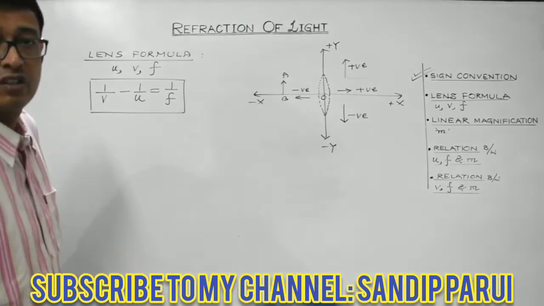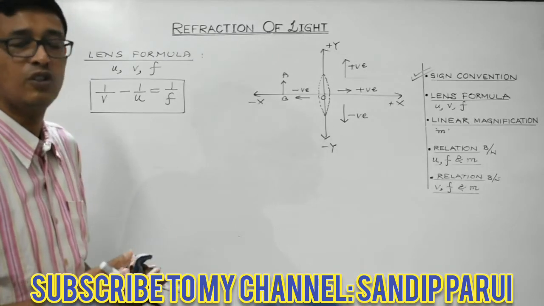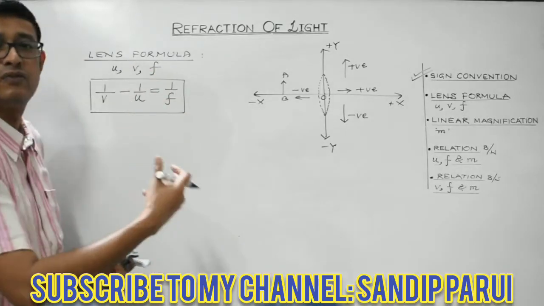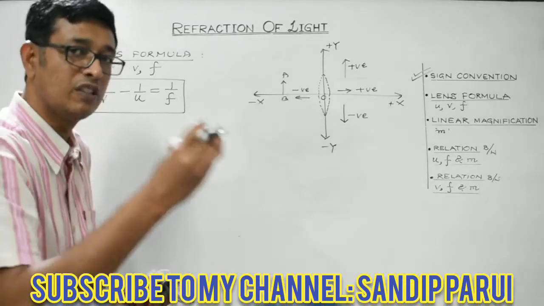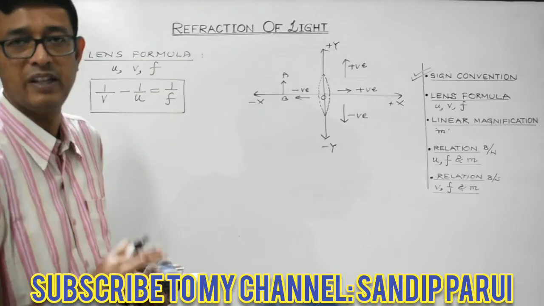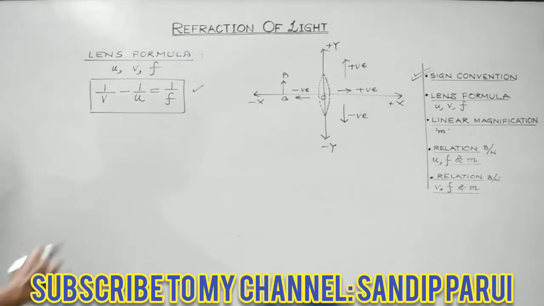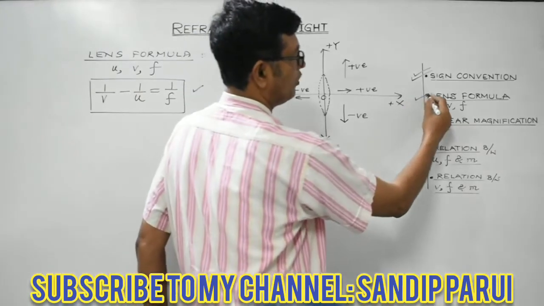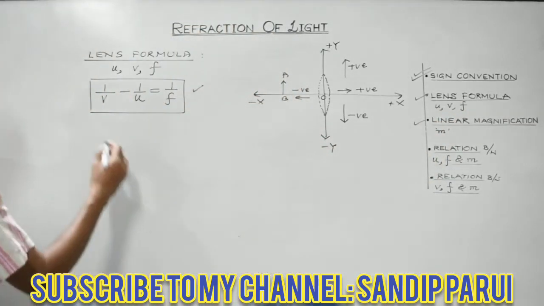In the next lecture, I will prove it mathematically, both in the case of a concave lens as well as a convex lens. So this formula remains valid irrespective of the nature of the lens, irrespective of the nature of the image. This formula always holds valid for any sort of lens, any sort of image, right? So this is known as the lens formula. We'll try to derive this formula in the next session. Okay, so that's the lens formula, the mathematical expression relating U, V and F. Then linear magnification.